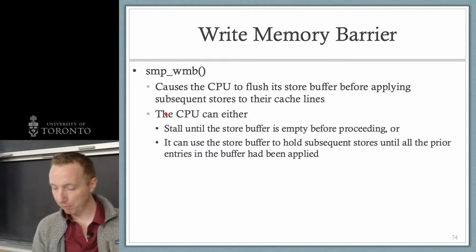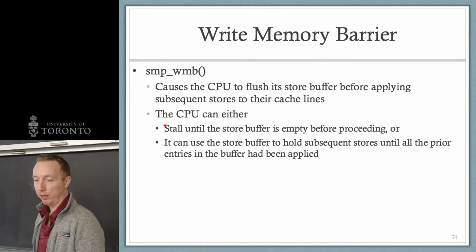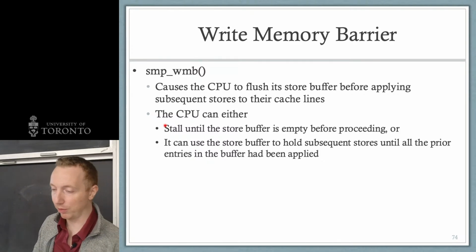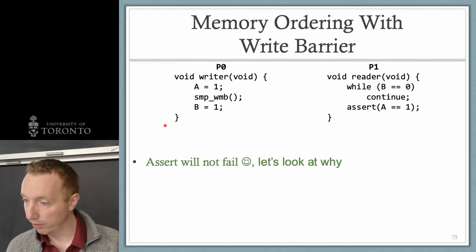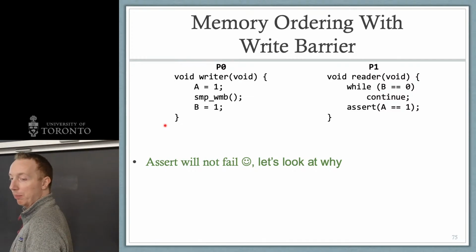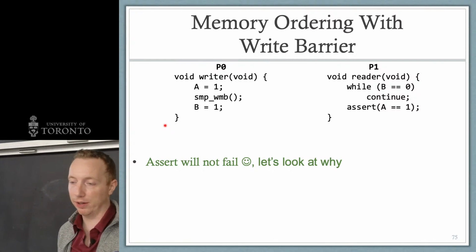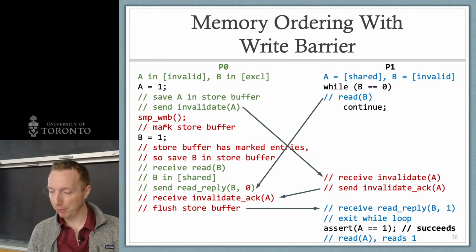If you're the CPU, it can either stall until that store buffer is empty before proceeding, or just use that store buffer to hold more subsequent stores until everything else gets applied. So if we actually did this now and wrote a memory write barrier, now our assert will not fail for the most part. So why would that happen?